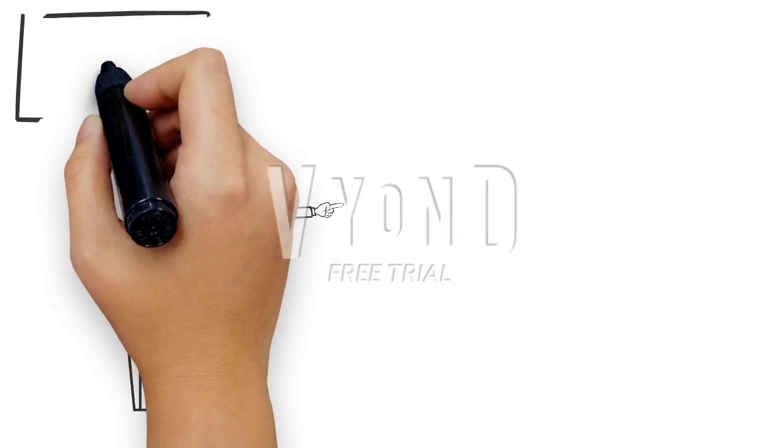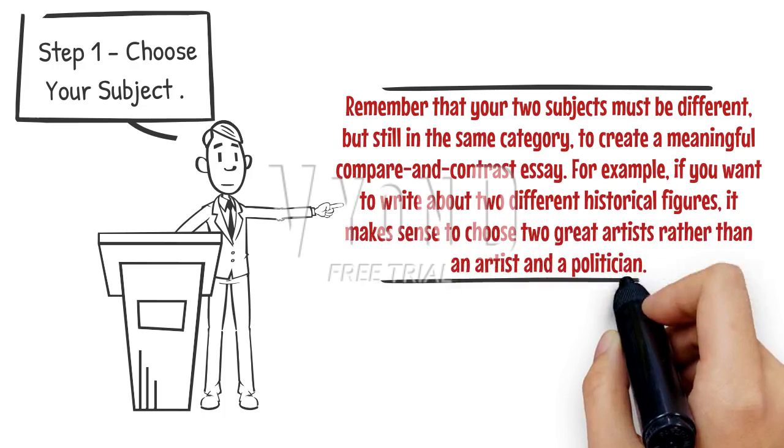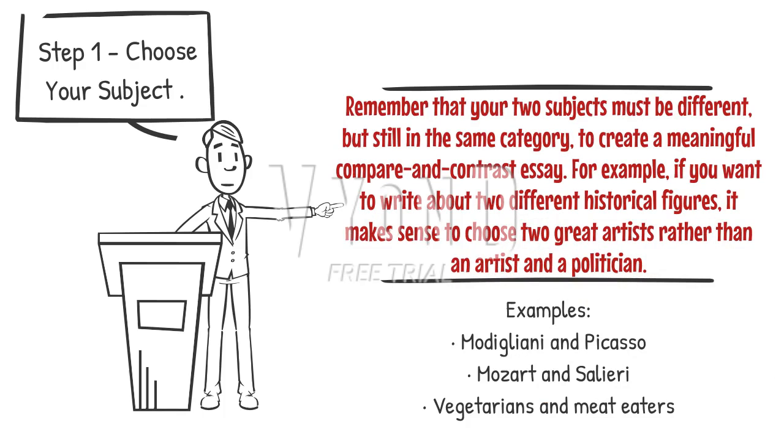Step number 1. Choose your subject. Remember that your two subjects must be different but still in the same category to create a meaningful compare and contrast essay. For example, if you want to write about two different historical figures, it makes sense to choose two great artists rather than an artist and a politician. For example, Modigliani and Picasso.